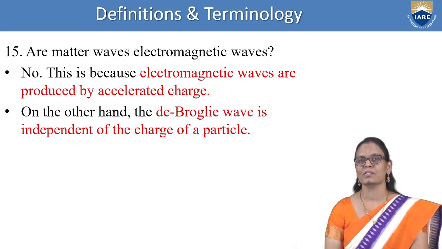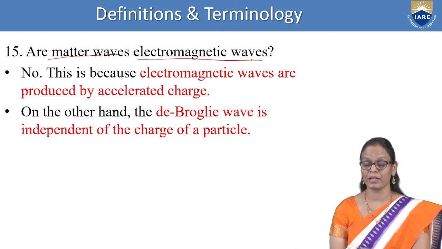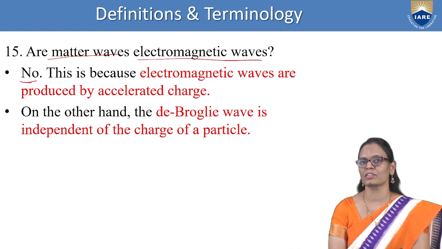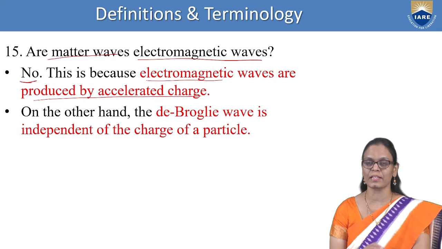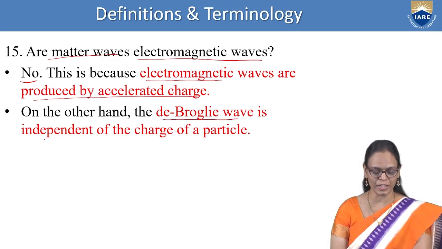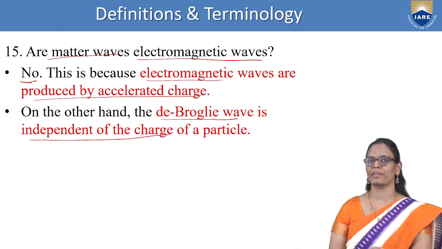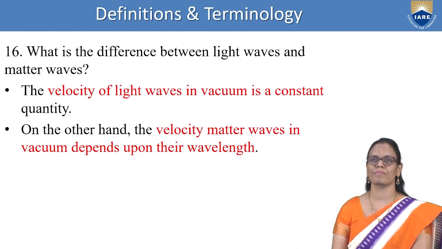Now coming to the next one. Are matter waves electromagnetic waves? No, they are not. Because electromagnetic waves, if you see, are produced by accelerated charge. But de-Broglie waves are independent of the charge of the particle. So they are not electromagnetic waves.